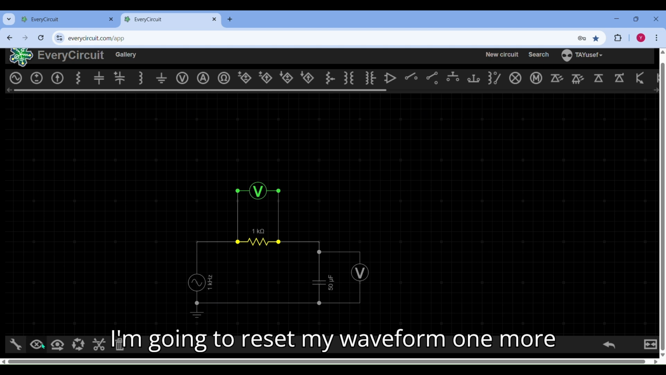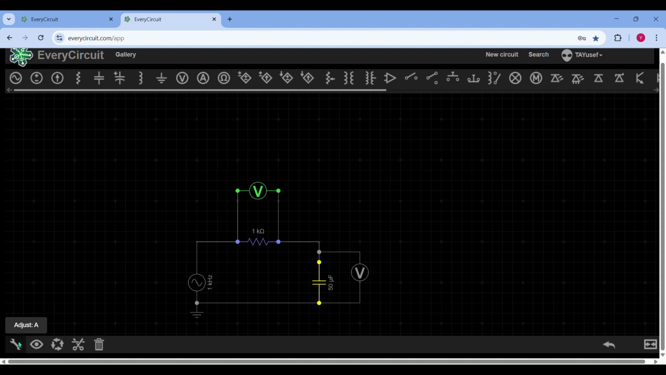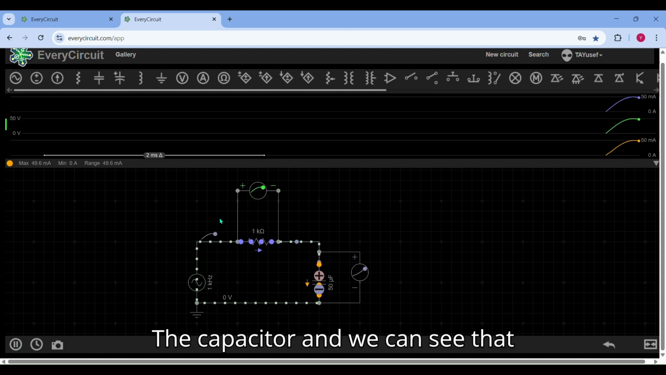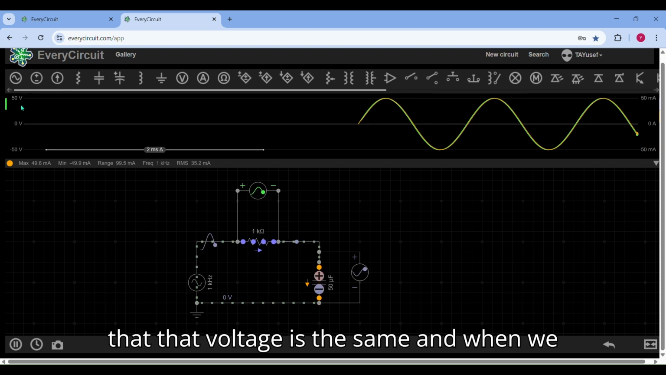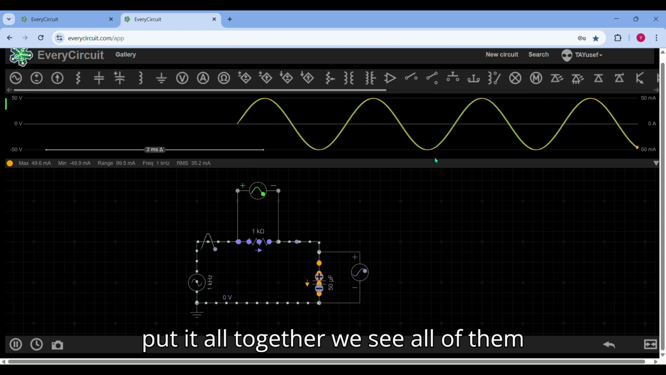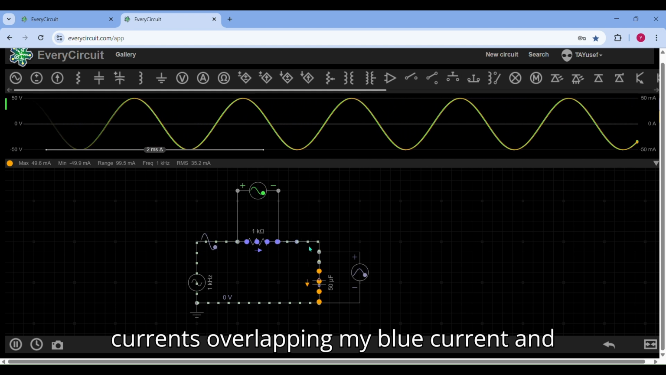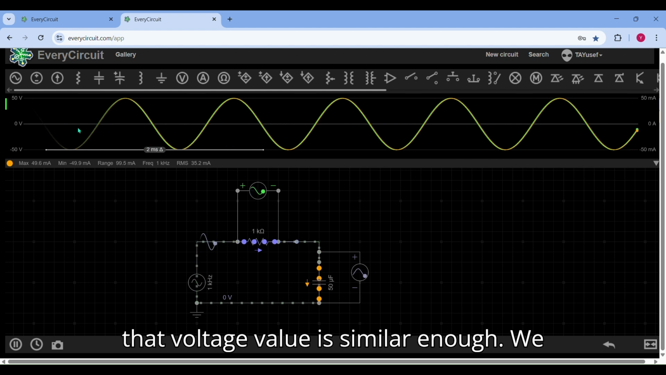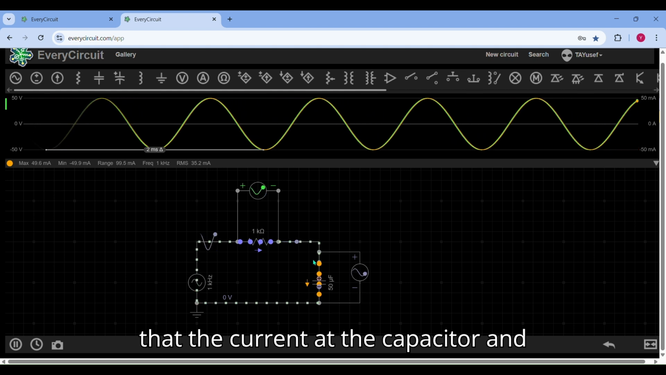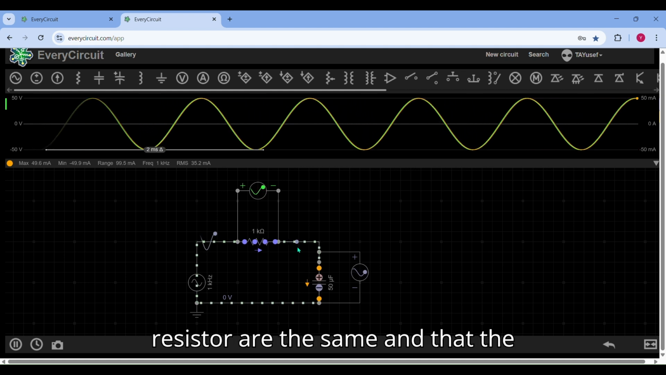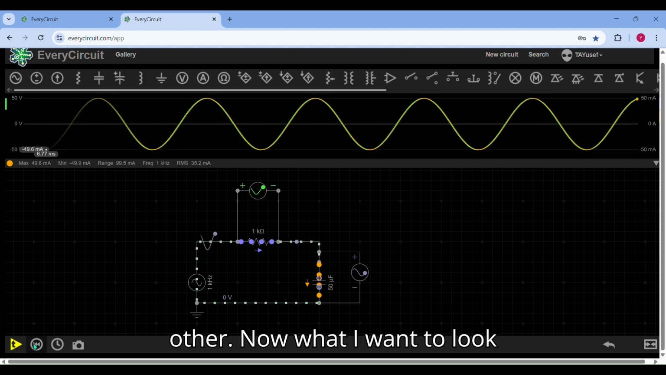I'm going to reset my waveform one more time and just add the current through the capacitor. And we can see that voltage is the same. And when we put it all together, we see all of them overlapping. So my orange current is overlapping my blue current, and that voltage value is similar enough. We have different axes set. But we can see that the current at the capacitor and resistor are the same, and that the voltage of the resistor and the current of the resistor are in phase with each other.